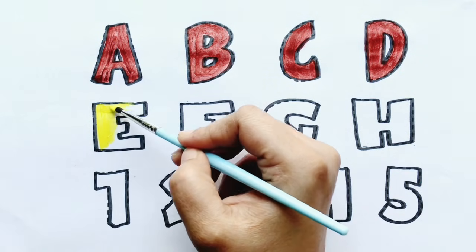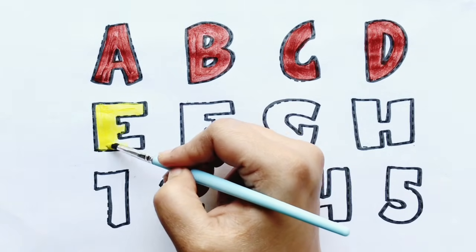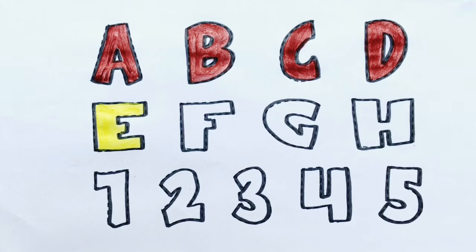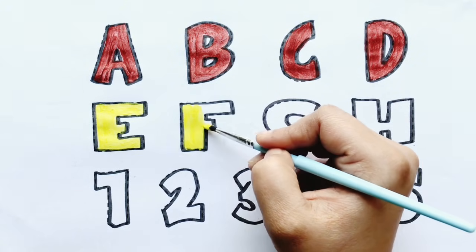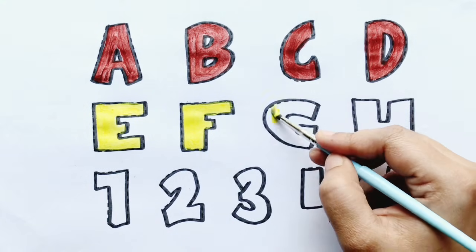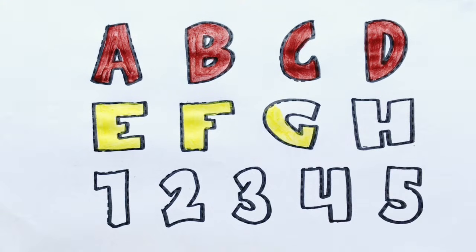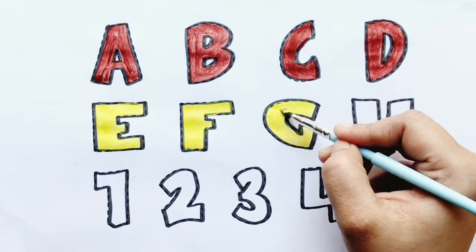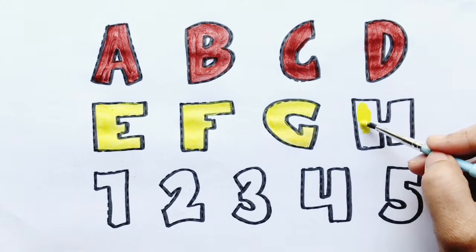Yellow color. Capital letter E, E for elephant. F for frog. G for grapes. H for horse.